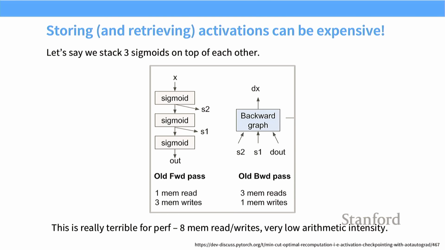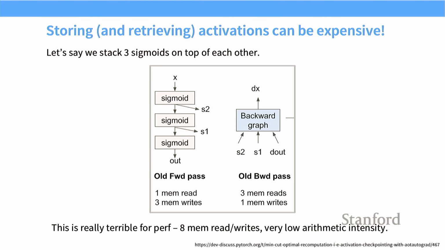So let me give you an example of how recomputation can speed things up. Here's another silly function that I might write. I'm just going to stack 3 sigmoids on top of each other, right? You can look at the left. That's the forward graph. That should be exactly your mental model of 3 sigmoids on top of each other. Now, the computation graph for this, I'm going to compute the sigmoids, and I'm going to store S1 and S2, which are the activations of the sigmoids, and I have my outputs. And that's my forward pass.